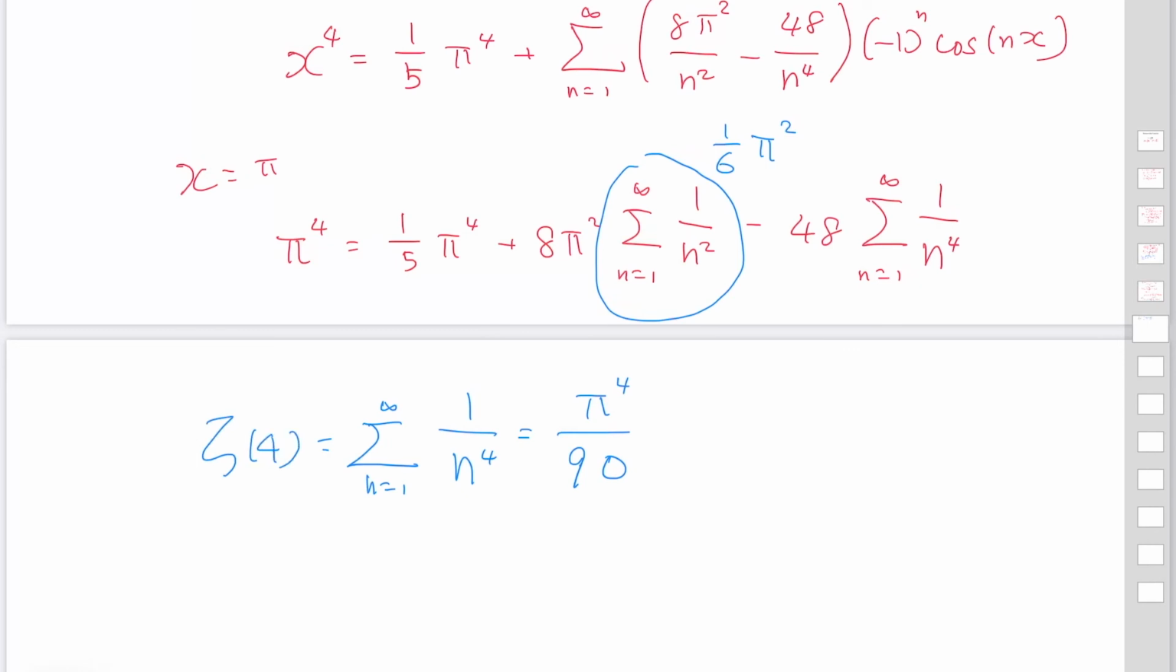Okay, we are going to use this zeta 4 in future lectures. So I explained the Riemann zeta function. Okay, this is the end of this session.